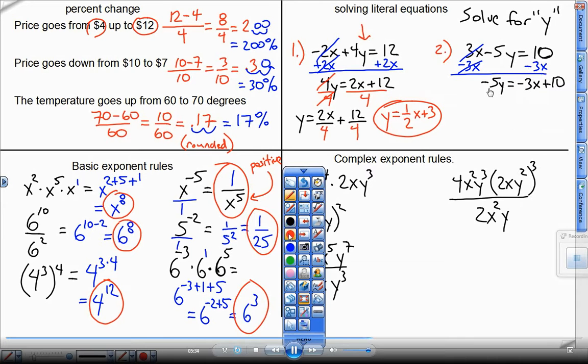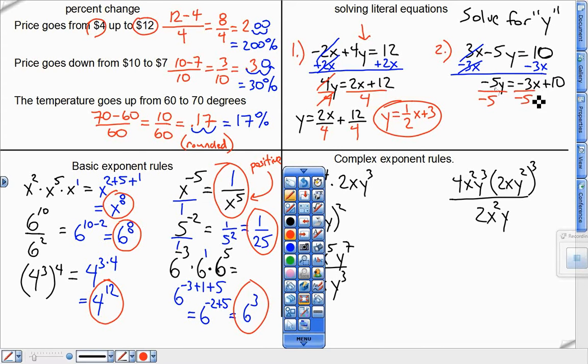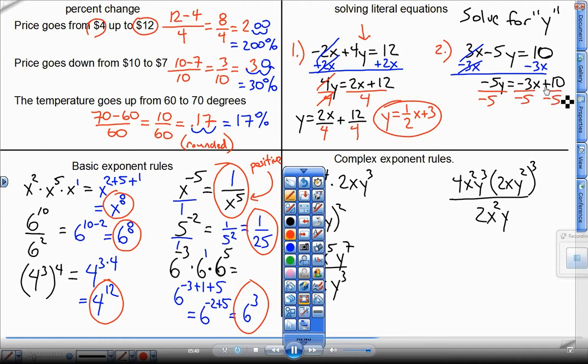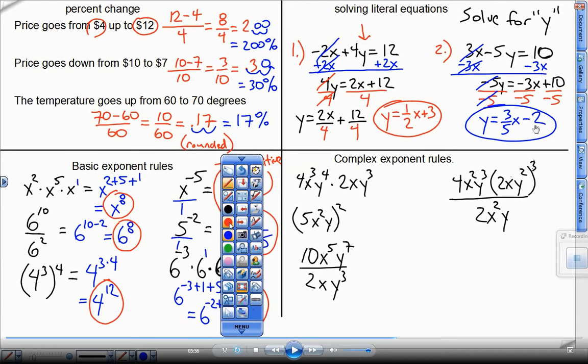Now the opposite of timesing by negative 5 is dividing both sides by negative 5. I'm going to show you the split here right away. So that cancels away and just gives me y by itself. This becomes positive 3/5 and negative over negative. 10 divided by negative 5 gives me negative 2. So if you were to graph those, that would have a y-intercept of negative 2 on the y-axis, and then over 5 up 3, over 5 up 3.